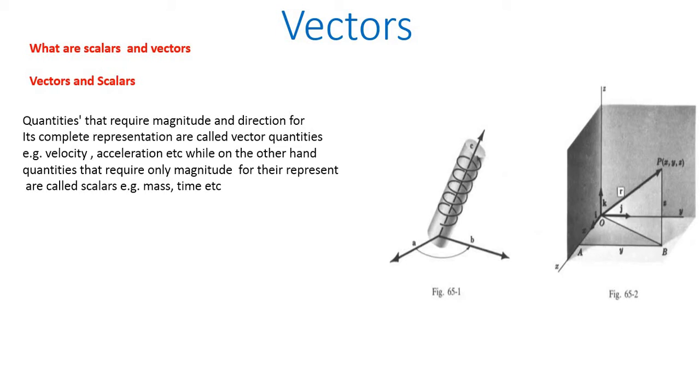Now let's see what scalars and vectors are. Vectors are the quantities that require magnitude and direction for their complete representation. For example, velocity, acceleration, etc. While on the other side, scalars are the quantities that require only magnitude for their complete representation. For example, mass, time, etc.